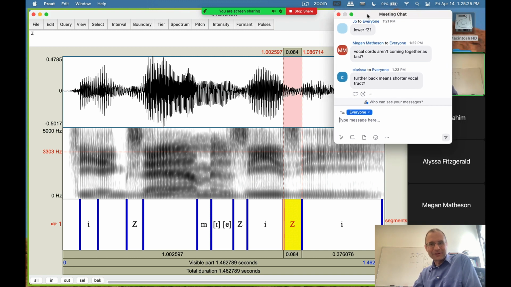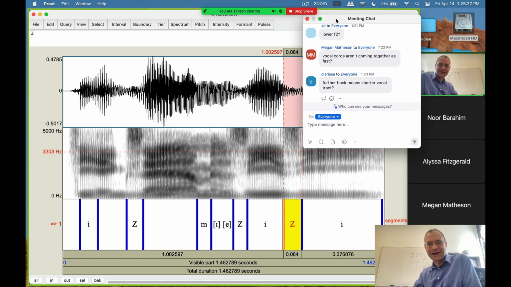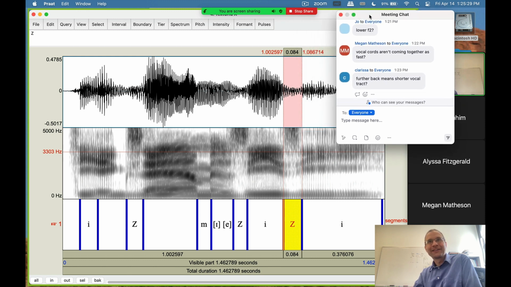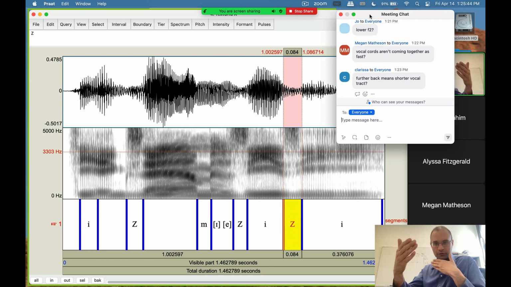So further back means shorter vocal tract. You're thinking in the right terms, but the wrong direction, I guess I would say. The length that we care about is how far it is between the source of the sound and the open end of the vocal tract. So further back would mean a longer vocal tract, and a longer vocal tract would mean a lower F2 because longer tubes resonate at lower frequencies.